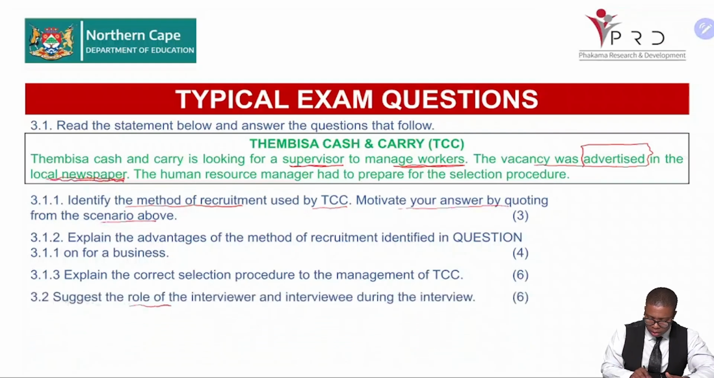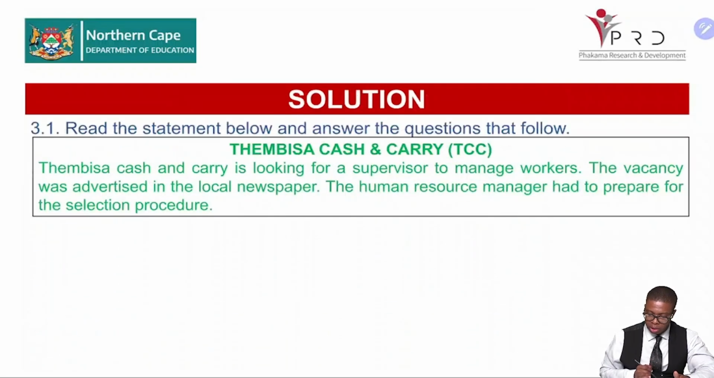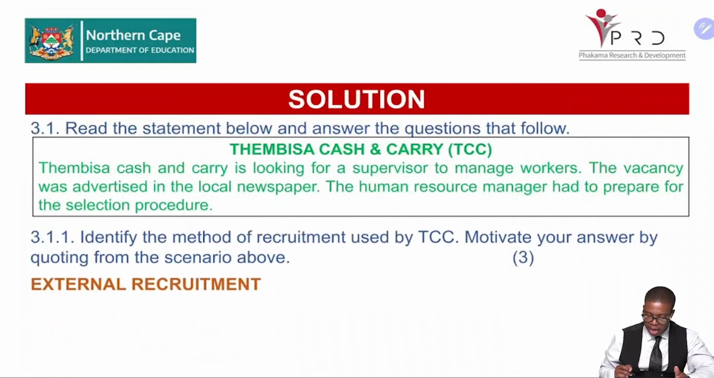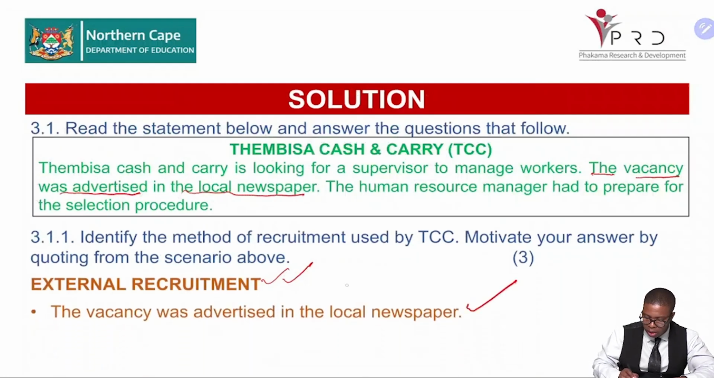Now, 3.2 says to you, suggest the role of the interviewer and interviewee during. So one thing you should realize, 3.1.1 and 3.1.2, these are considered to be indirect and they link very well to the scenario. So now let us look into the solution to check if I was correct. External recruitment, excellent. And I know that you chose external as well. And the motivation should be the vacancy was advertised in the local newspaper. Let's check if I'm correct. That is correct. Then 2 marks here, 1 mark here, and we have a total of 3.